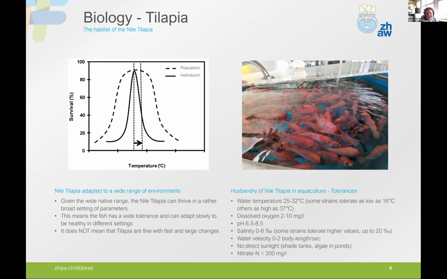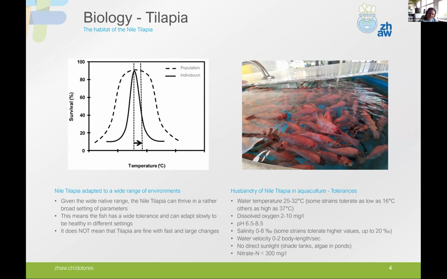In husbandry, these are our tilapia that we have at our place. We have the red tilapia because we see them a bit easier in our systems compared to the usually rather gray color that the natural strains have. We keep them at something between 25 to 32 degrees. There are strains and local adaptations that can go lower or higher, but usually not both. So either you have a heat adapted strain or you have a cold adapted strain.